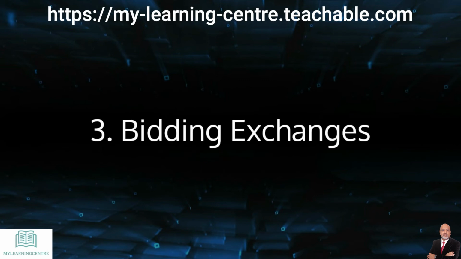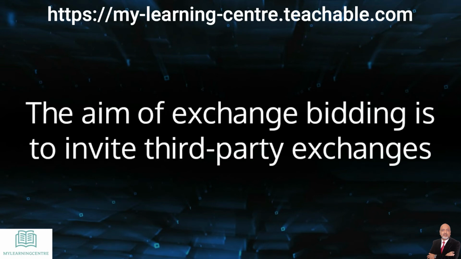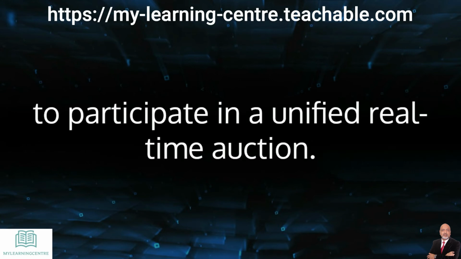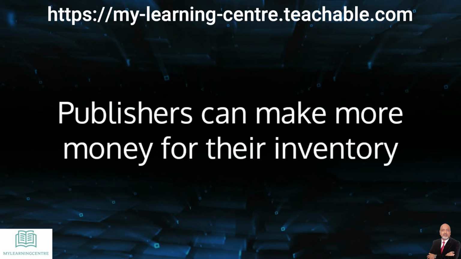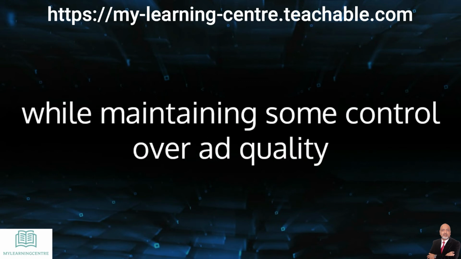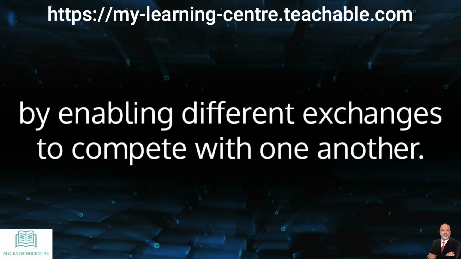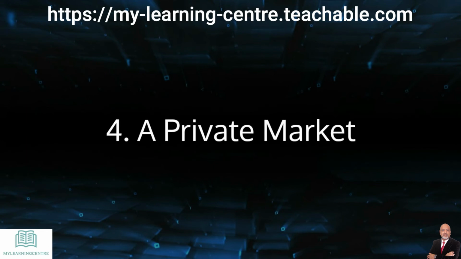Number 3, bidding exchanges. The aim of exchange bidding is to invite third-party exchanges to participate in a unified real-time auction. Publishers can make more money for their inventory while maintaining some control over pricing and quality by enabling different exchanges to compete with one another.